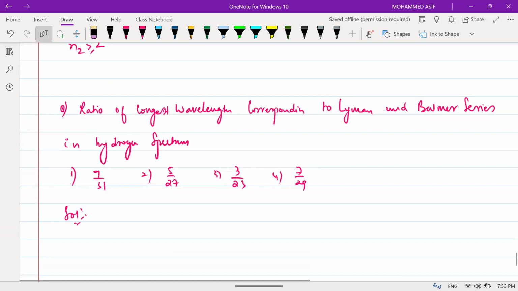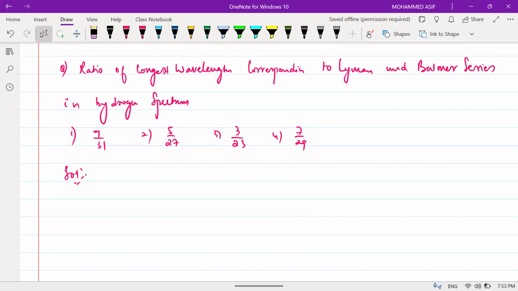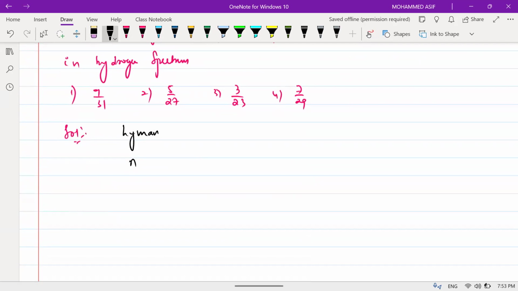Ratio of the longest wavelength corresponding to the Lyman series. Lyman series means n higher value will be equal to how much, beta? 2. The answer is 5 by 27, very good. And the lower value will be equal to 1. For the Balmer series, as I told you just now, n higher will be equal to 3 and n lower will be equal to 2.